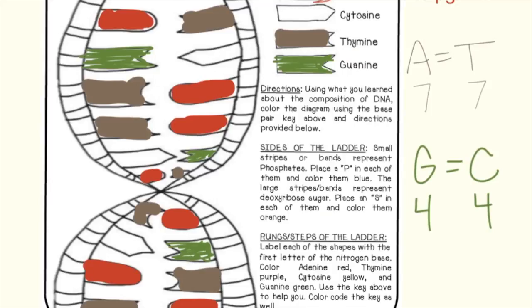I actually don't have those 2 colors, but I'm sure that you will be able to figure that out. So the P, I'll use brown, I guess. P in each of them. The strips or bands represent phosphates. So this would be like a P, P, P, all the little ones here. And you're going to color those blue. So it's showing that you have 6 molecules here that are making up DNA. And then it says the large bands represent deoxyribose sugar. Place an S and color them orange. So that's going to be the opposite.